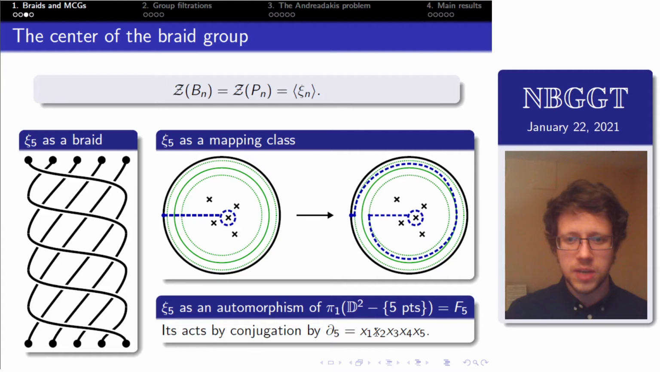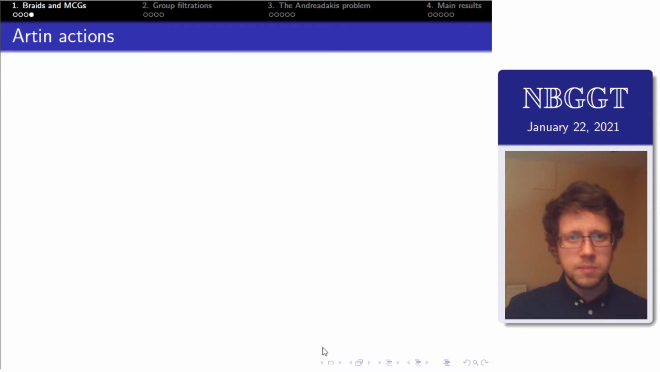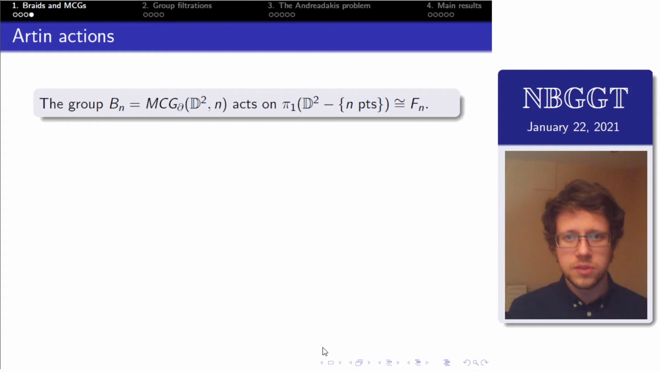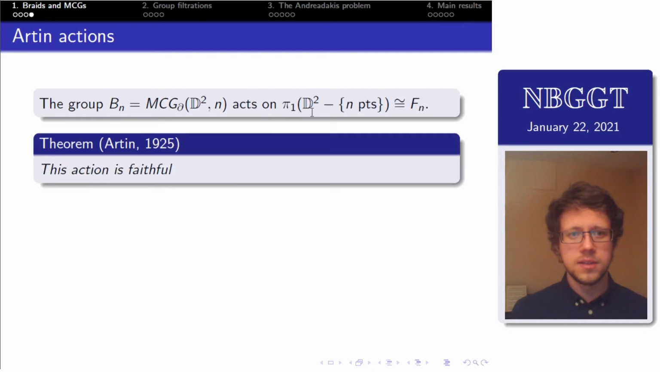Okay, so let me describe Artin's action. These are natural actions on the fundamental group. If you look at your braid groups as mapping class groups, the usual braid group acts on this free group, which is the fundamental group of the disk with endpoints removed. And there is a classical theorem by Artin saying that this action is faithful. So if you know the automorphism, then you know the braid.